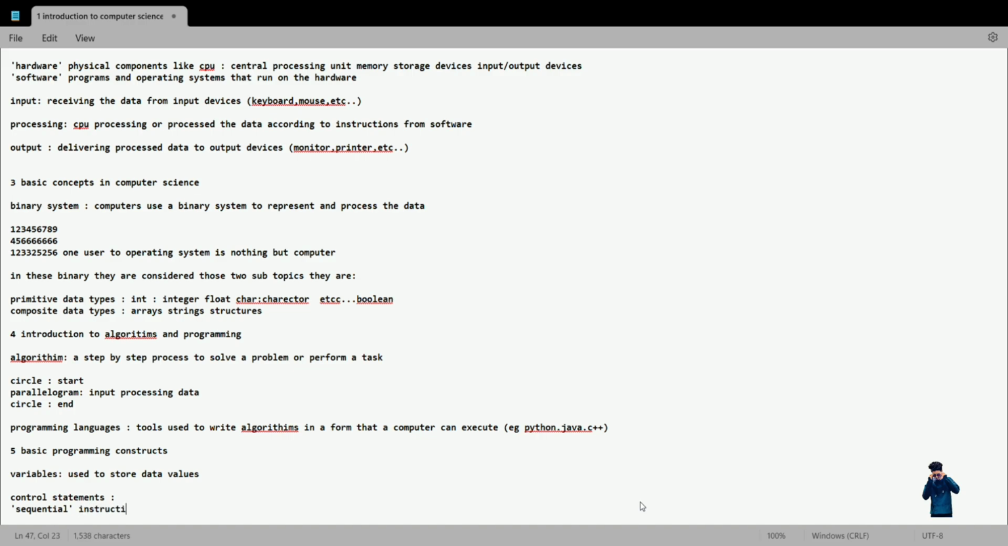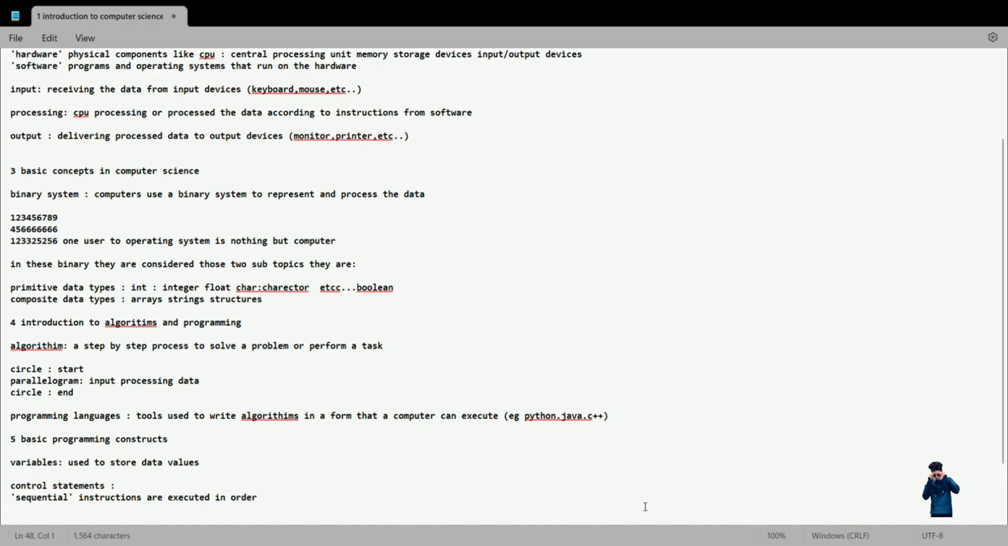Sequential is nothing but instructions are executed in order. Second one, conditional. In conditional, instructions are executed based on conditions. Everyone understand, friends? So here we go to see after the completion of these conditions.